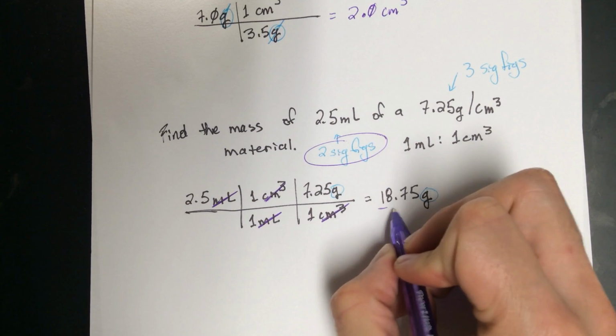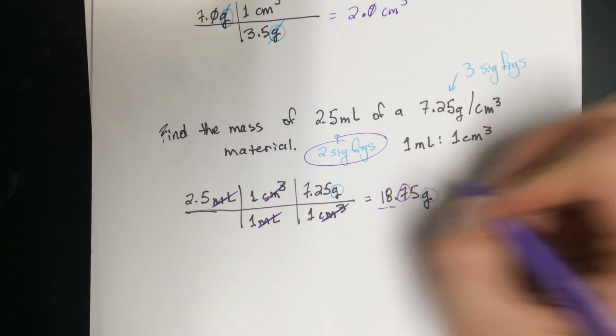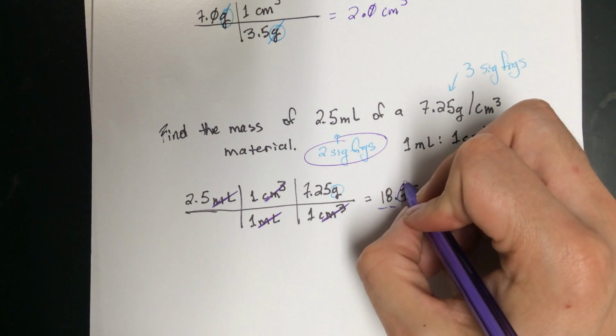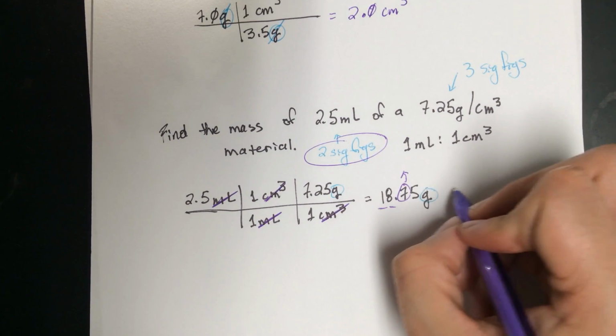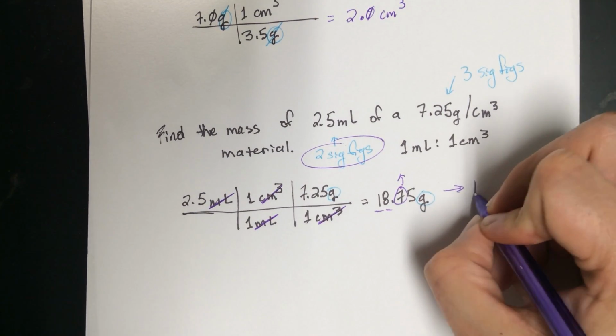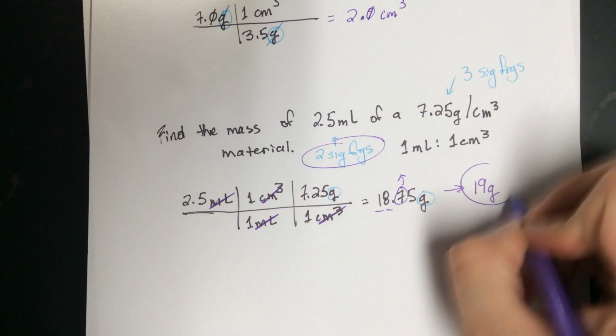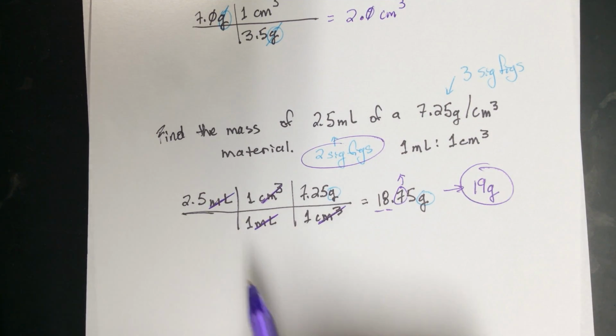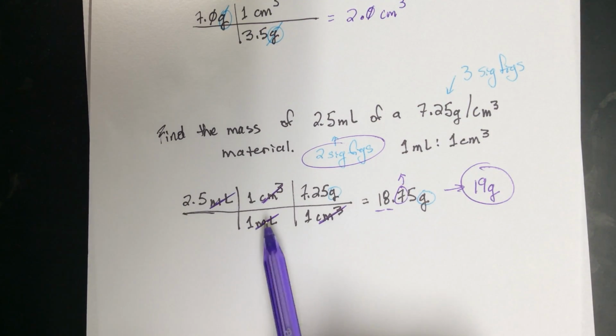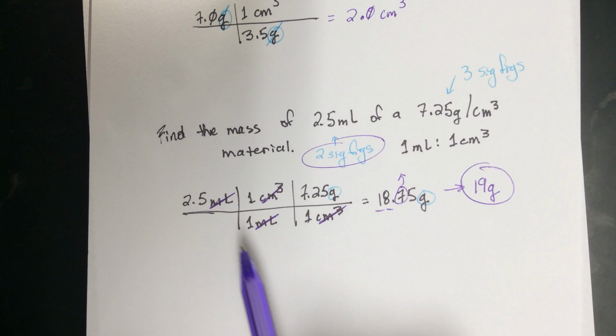So I'll have my 1 and I'll have my 8, and then I'm going to look at my 7 to decide which way I round. The 7 says I need to round up, so that means I'm going to report 19 grams as my final answer for this question. In this multi-step multiplication problem, we can start to see where dimensional analysis will save us time and space, as we have several ratios lined up and we are multiplying and dividing across.